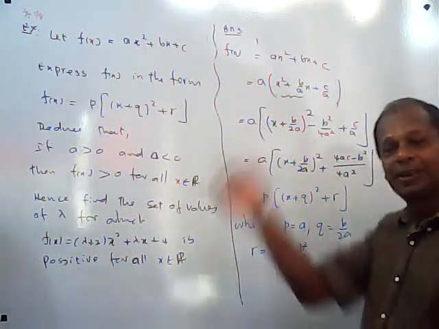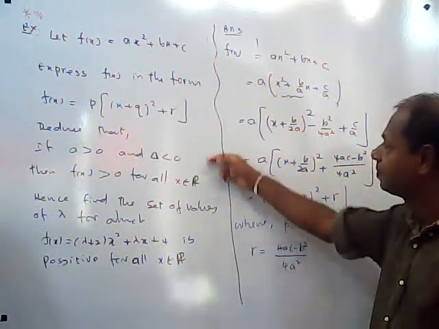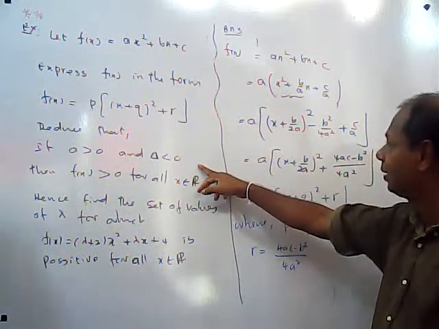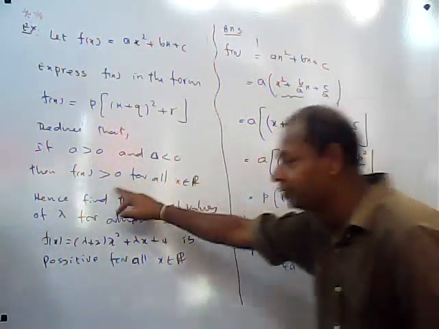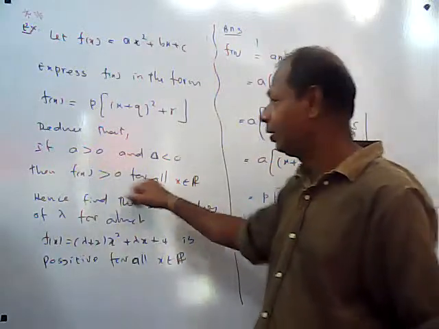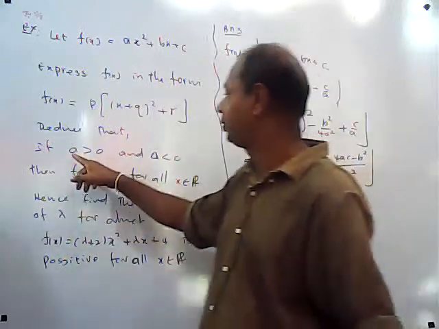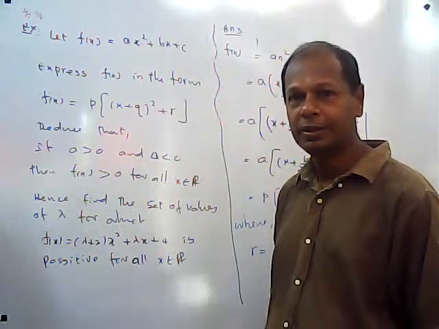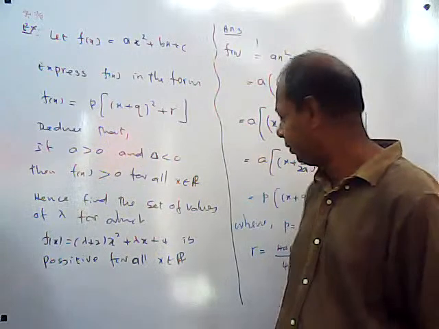Okay, then go to the next part. If A is greater than 0 and delta is less than 0, that is, A is greater than 0 and B squared minus 4AC is less than 0, you have to show that Fx is always positive. So whatever real x, Fx is never 0, is never negative under these two conditions. A is positive and delta is less than 0. Right? I'll explain it.